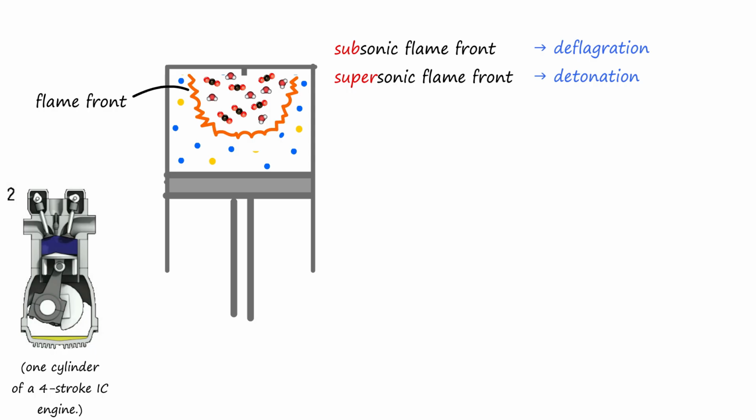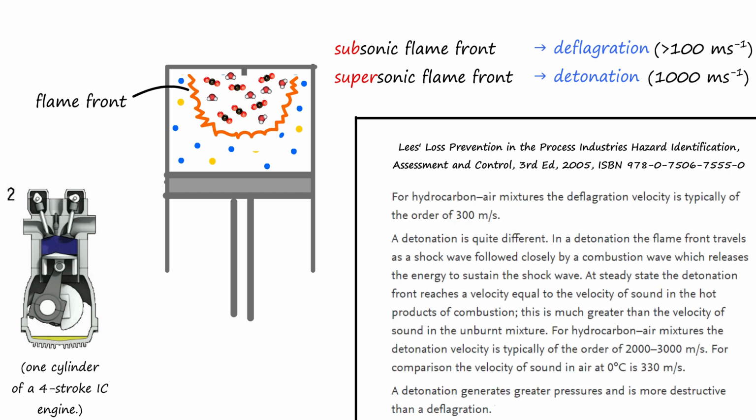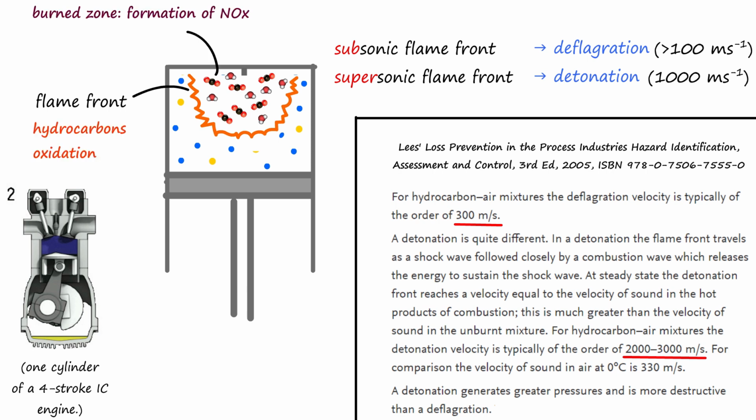Deflagration speed is usually below 100 meters per second and detonation around 1000 meters per second, although I found this book that says for hydrocarbon-air mixtures the values are more like 300 and 3000 meters per second respectively. And it might be interesting for you that it is the flame front where burning of the hydrocarbons mostly takes place, and thermal formation of nitrogen oxides takes place in the burned area, because thermal nitrogen oxides formation is an order of magnitude slower than oxidation of hydrocarbons.